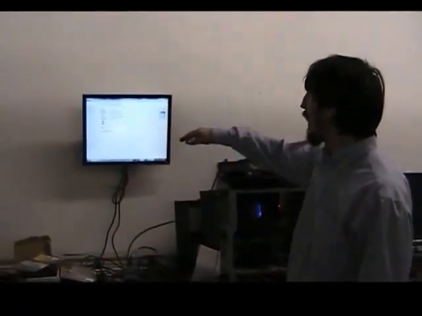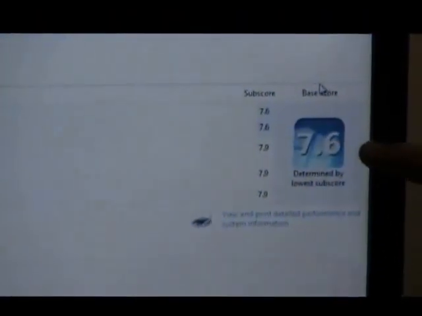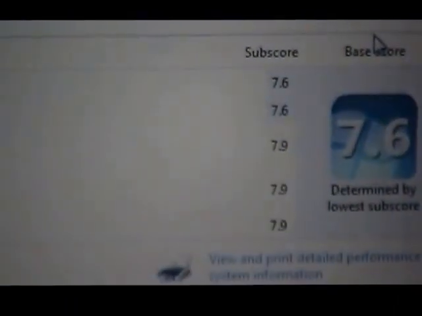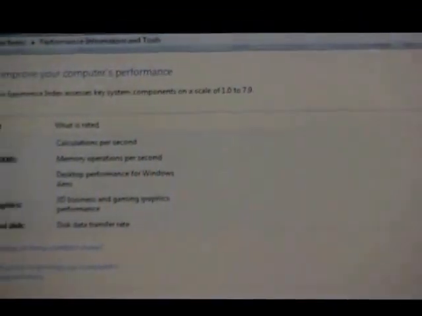Okay, so you can see now after the assessment's been run, the score has gone up to a 7.6. The 7.6 is the lowest score out of all the five components. Two of the components are going to be the graphics for just standard graphics and gaming, and those two are at 7.9, which is as high as it goes.